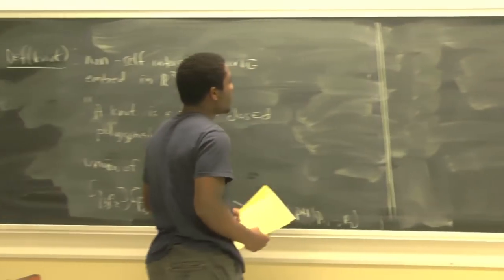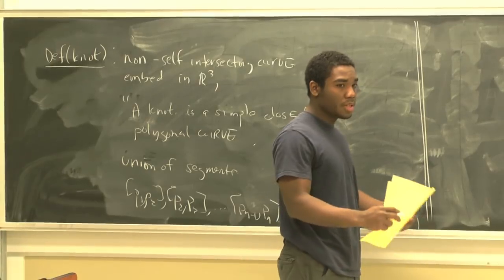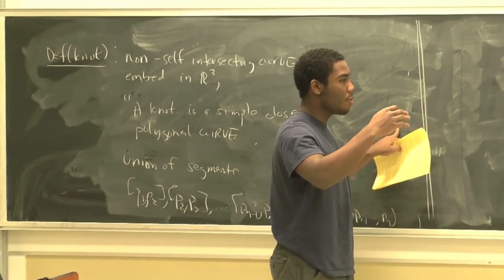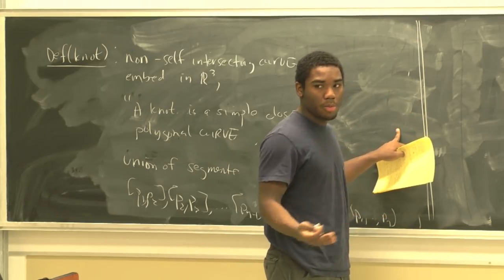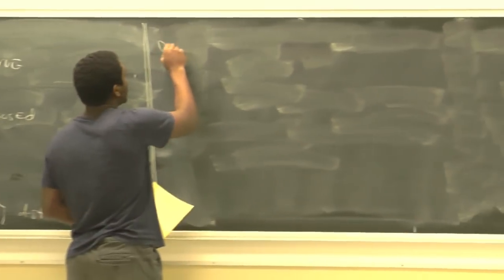So another thing which you want to do, in knot theory, it's usually hard to look at things in three-dimensional Euclidean space. So what you want is a way of projecting things down so you can be more comfortable. So that's where you get the projection of a knot. And we define the projection of a knot.